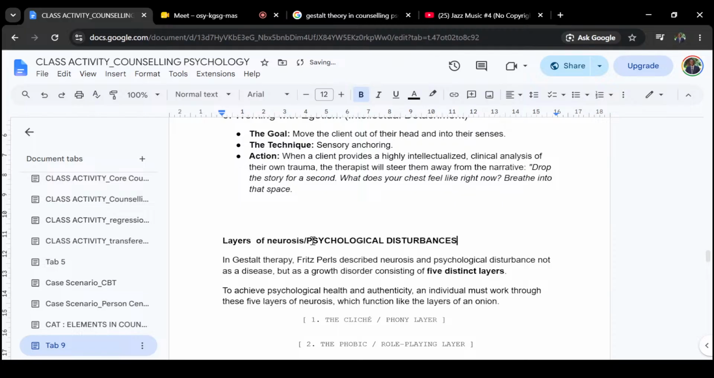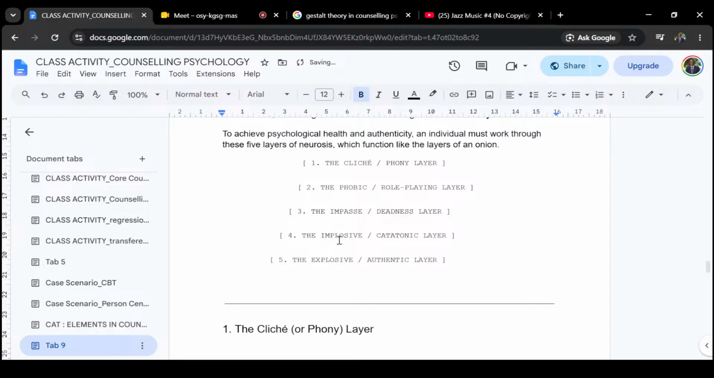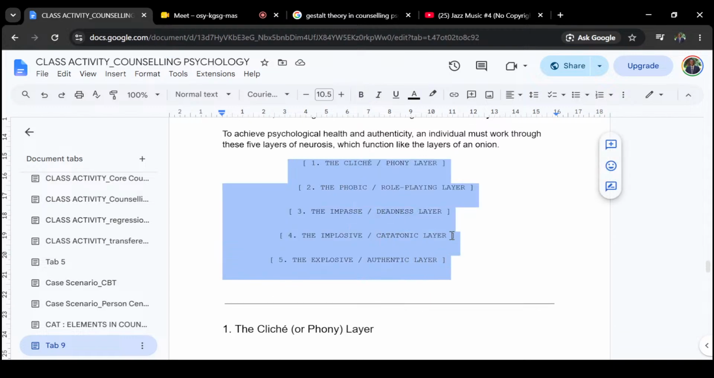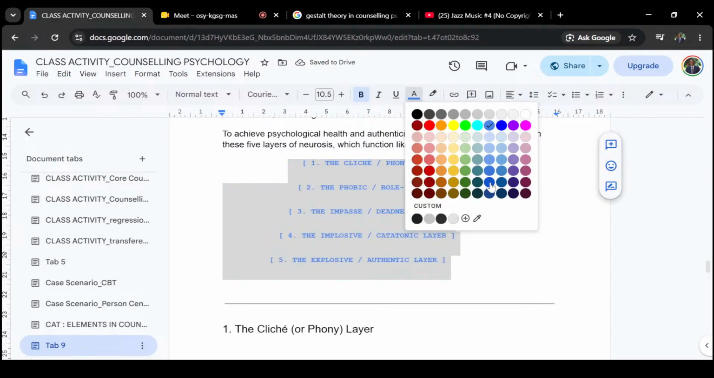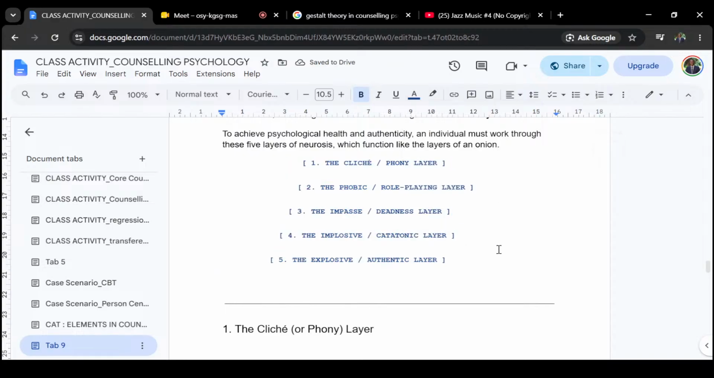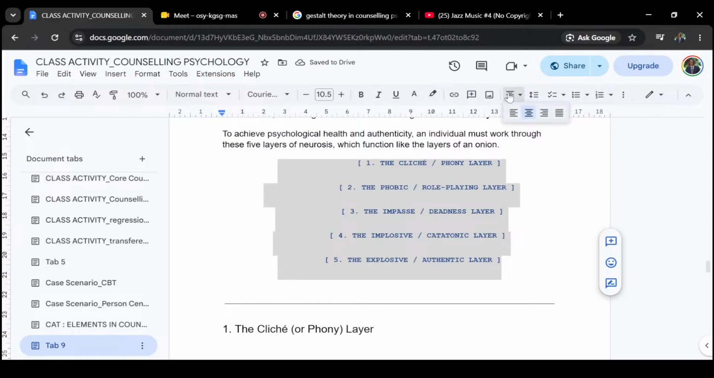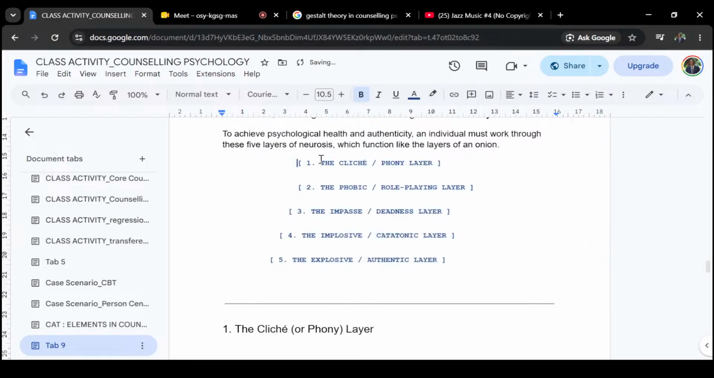Number 4 is the implosive layer. At this stage, a person confronts feelings of deadness or internal collapse. They begin to face previously suppressed emotions, often feeling inward pressure or implosion. This is a turning point where the person starts contacting deeper aspects of self. And the 5th one is the explosive layer. This is the final layer. It involves release and authentic expression of grief, anger, joy, or strong emotions. It represents a breakthrough into genuine contact with one's real self. Catharsis occurs here, though continued work is needed for lasting growth.